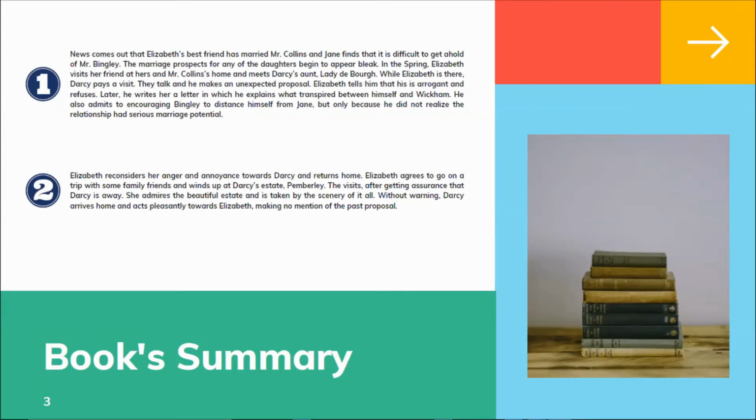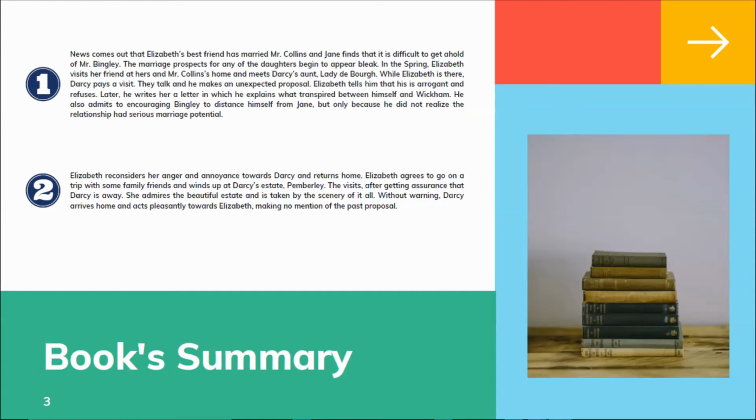Later, he writes her a letter in which he explains what transpired between himself and Wickham. He also admits to encouraging Bingley to distance himself from Jane, but only because he did not realize their relationship had serious marriage potential. Elizabeth reconsiders her anger and annoyance toward Darcy and returns home.